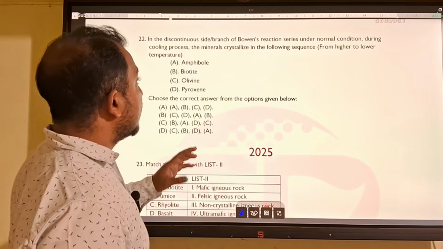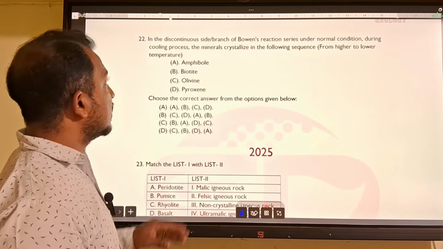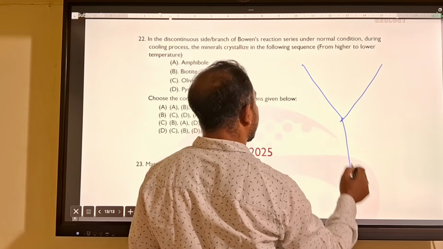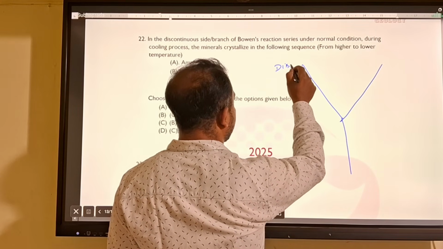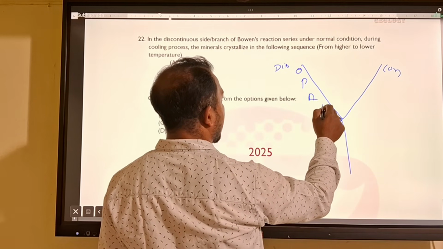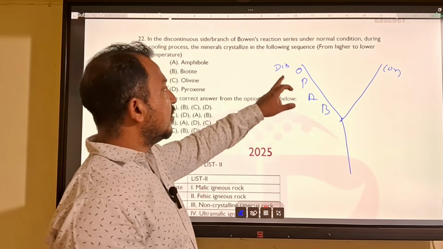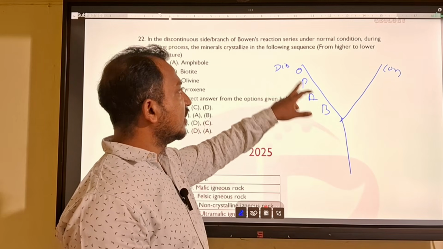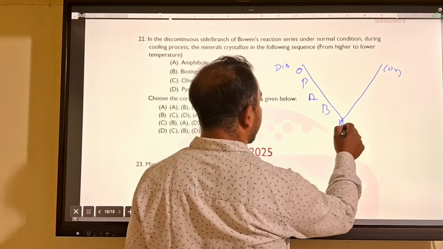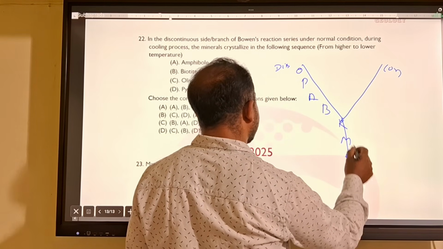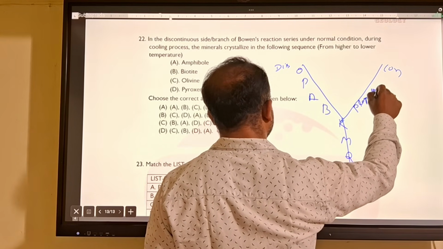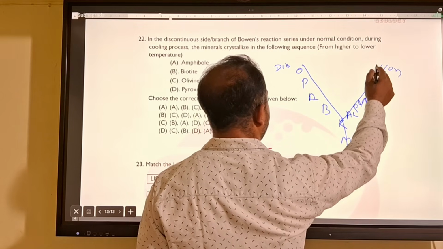Then, in the discontinuous side of the Bowen reaction series, under normal conditions during cooling, the minerals crystallize in the following sequence from higher to lower. So the Bowen reaction series consists of a Y-shaped series, where this is your discontinuous part and this is your continuous part. In the discontinuous part you can remember: Old people are boring. O for olivine, P for pyroxene, A for amphibole, B for biotite. Here you have K-feldspar, then muscovite, then quartz. And these are the continuous series, which consist of the plagioclase series starting from albite to anorthite.